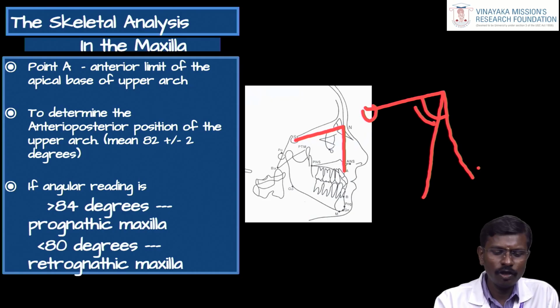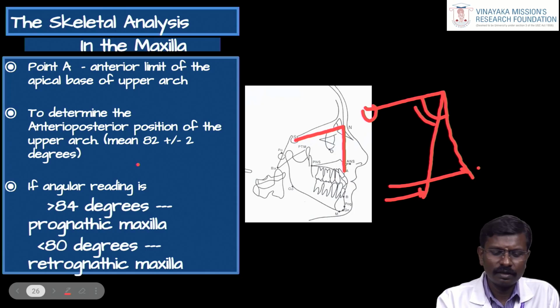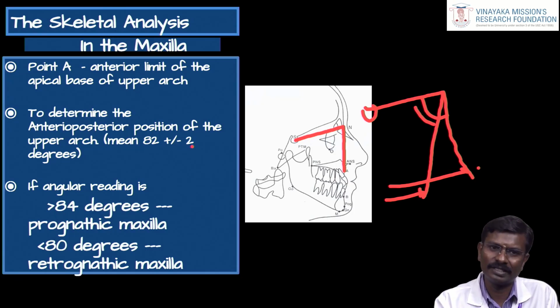This determines the anterior posterior position of the upper arch, whether the maxilla is more forwardly placed or less forwardly placed. Here the mean value is 82 plus or minus 2 degrees, which means 80 to 84 is normal. If it is more than 84, it shows a prognathic maxilla; the maxilla is more forwardly placed. If it is less, it shows a retrognathic maxilla. A prognathic maxilla can be seen in skeletal class 2 patients. A retrognathic maxilla can be seen in skeletal class 3 patients.